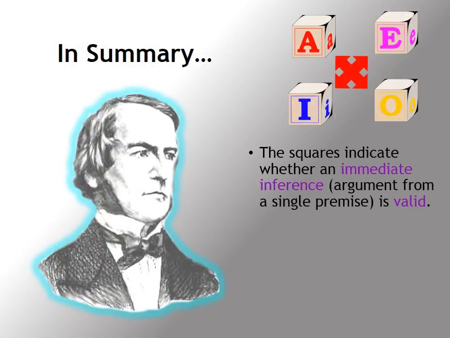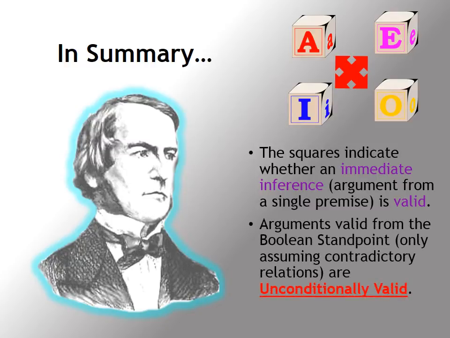So, in summary, these squares can be used to determine whether an immediate inference, and I've used that term before, basically it's an argument from a single premise to a conclusion, is valid. Arguments that are valid from the Boolean standpoint are called unconditionally valid, because they don't have to depend upon finding out whether the items talked about in your subject classes and your universal statements actually do exist.